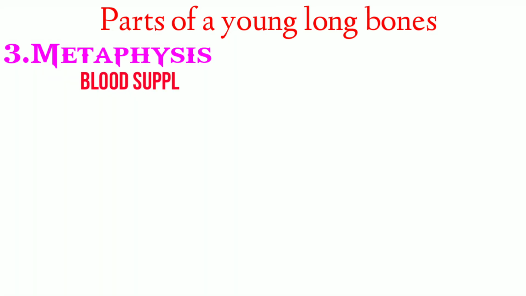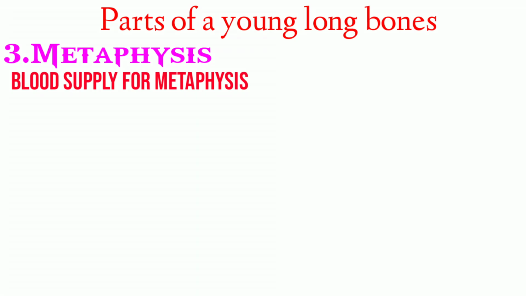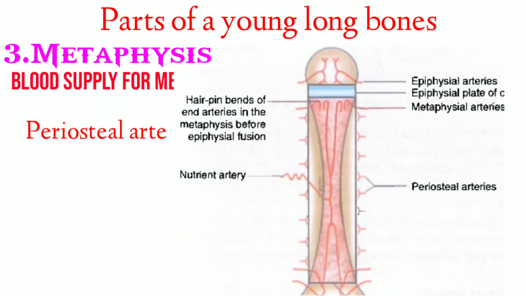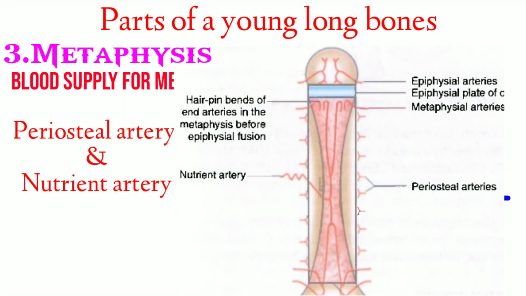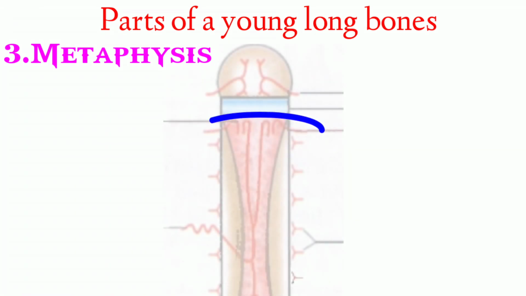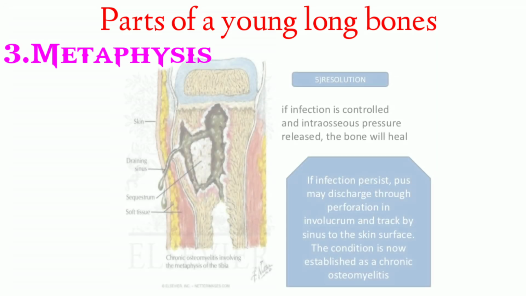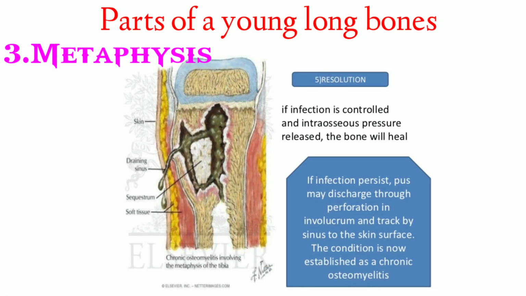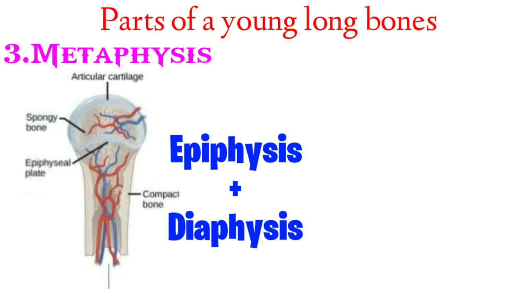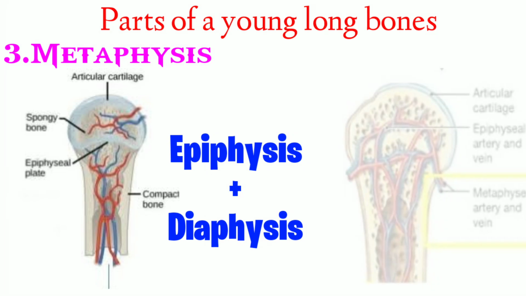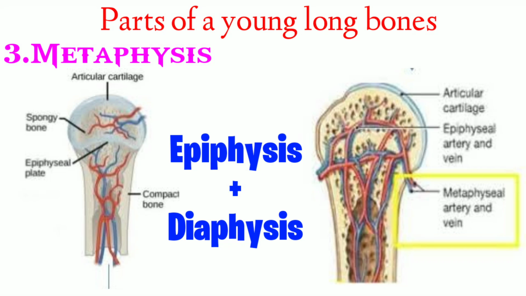The metaphysis is supplied with blood through the periosteal and nutrient arteries. These arteries will form hairpin-like endings in the metaphysis. This makes the metaphysis more prone to osteomyelitis. But after the completion of ossification, that is fusion of the epiphysis with the diaphysis, these arteries will join each other and form anastomosis, and there won't be any endings later.